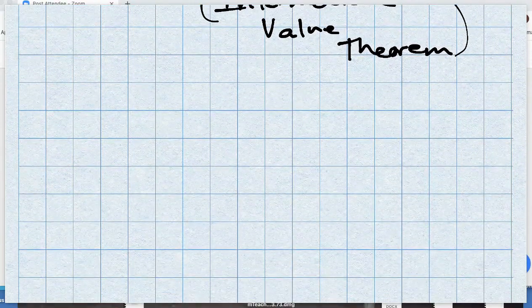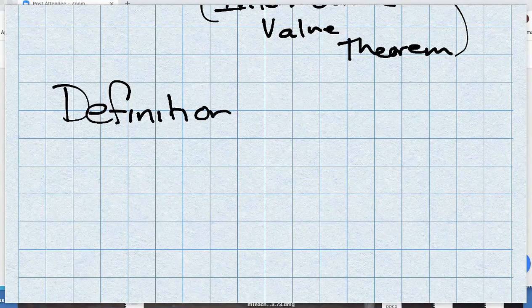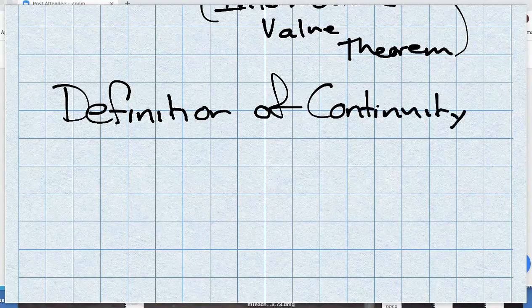So let's talk first about the definition of continuity. One of the things we can say about the definition of continuity in pretty basic terms is, when you look at a graph, does it have any breaks in the graph? A continuous graph doesn't have any holes, jumps, or asymptotes. So we know what it looks like, but I think the big thing is how do you define it? And here's what you really need to look at.